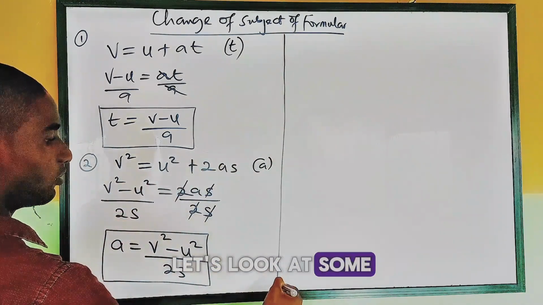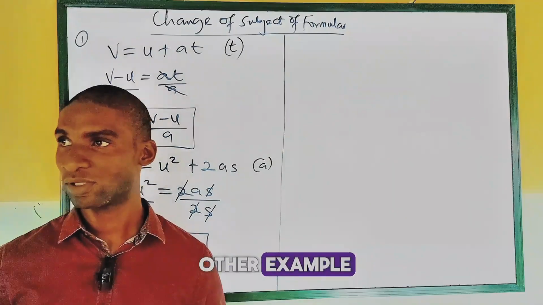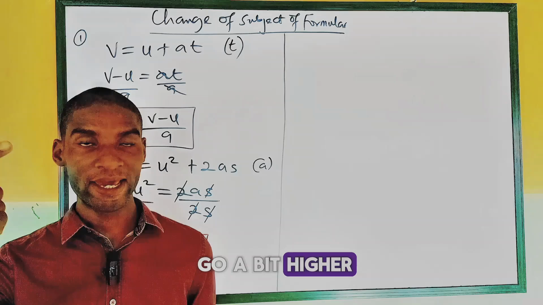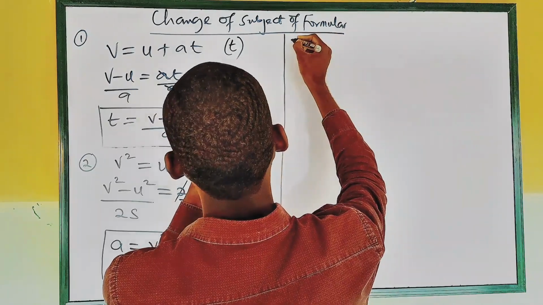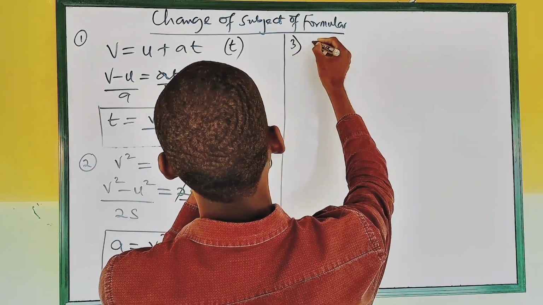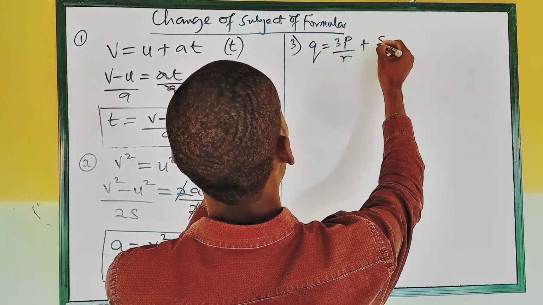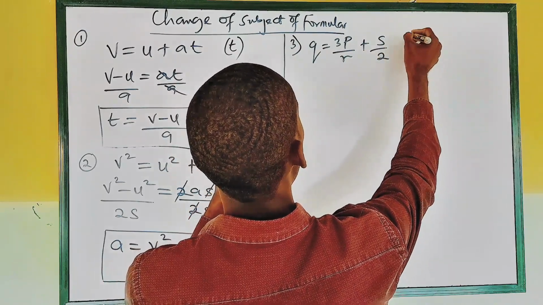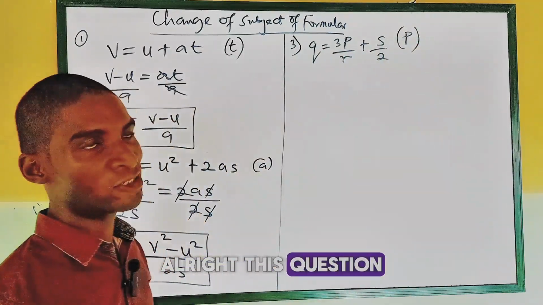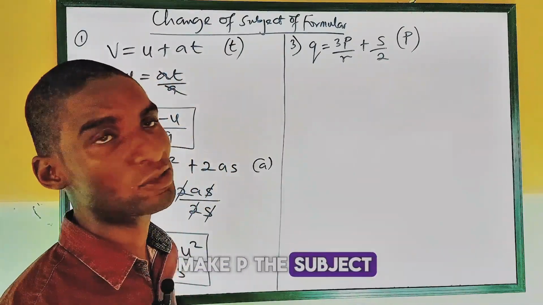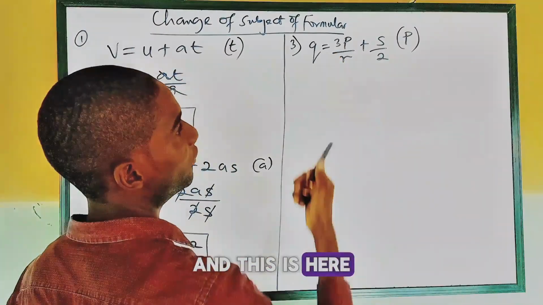Let's look at some other example. This time around we go a bit higher. In this question you were asked to make P the subject of formula, and this here is P.